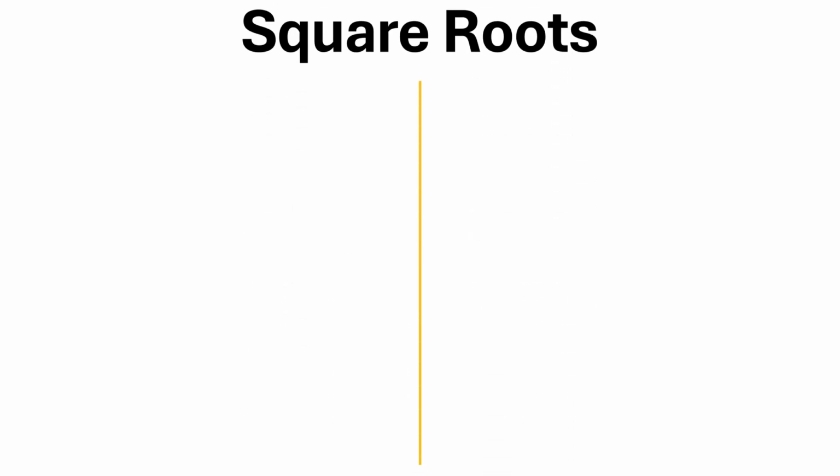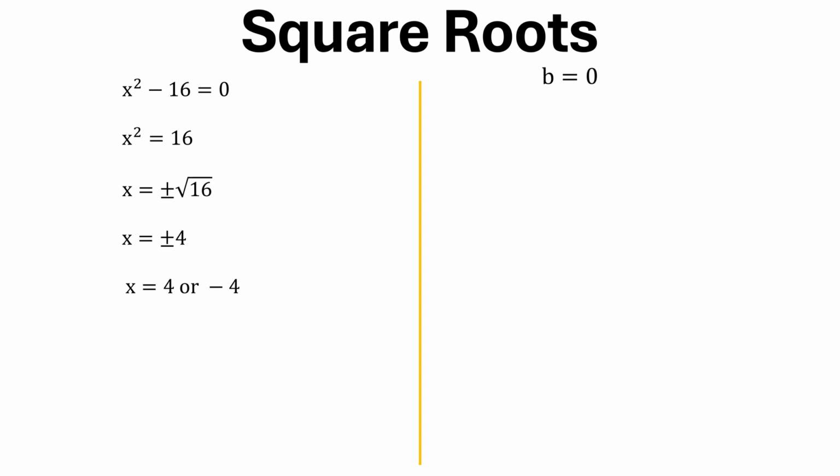Square roots. Let us use an example. x squared minus 16 is equal to 0. This method is only used when b equals 0, that is, when there is no middle term. Rearrange the equation, and now we have x squared equals 16. Take the square root of both sides, and we have x equals plus or minus the square root of 16. We get x equals plus or minus 4. And that means the solutions are x equals 4 or x equals minus 4.